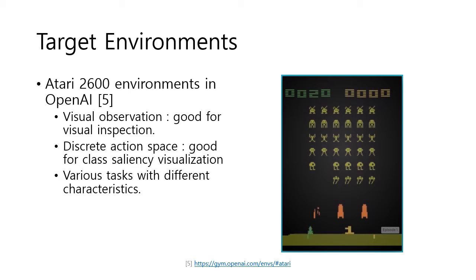Our target environments are Atari 2600 in OpenAI Gym. It has some advantages for our experiments. First, it gives us visual observations, so we use a convolutional neural network to model the policy network. And it has a discrete action space, so we can use class saliency visualization. And it also consists of various tasks with various characteristics.